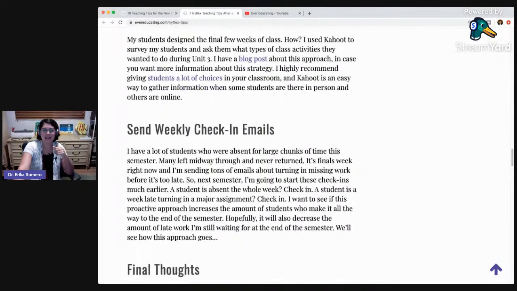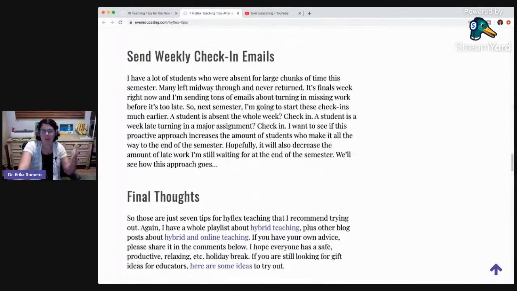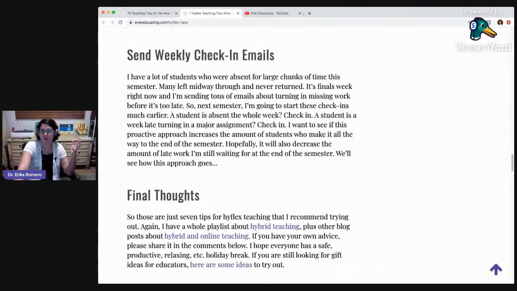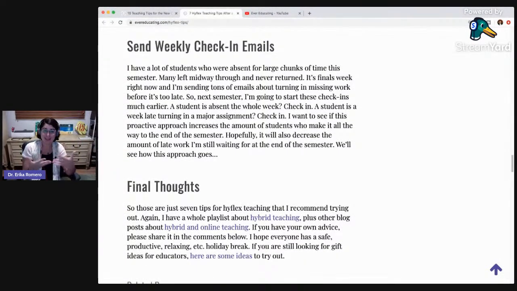Okay. Sending weekly check-in emails. Obviously, we're all really busy and all really overwhelmed, but if possible, I do think this can be helpful. So if you have students who are absent for large chunks of time, checking in is obviously pretty critical. And so in my case, if the student was gone both days of the week, that would be assigned to me, okay, maybe I should email them, right? If they're gone one day, that, things happen. But if they're gone a week, 2 weeks, 3 weeks, every week, I'd be like, okay, well, can you check in with me? What's going on, right?